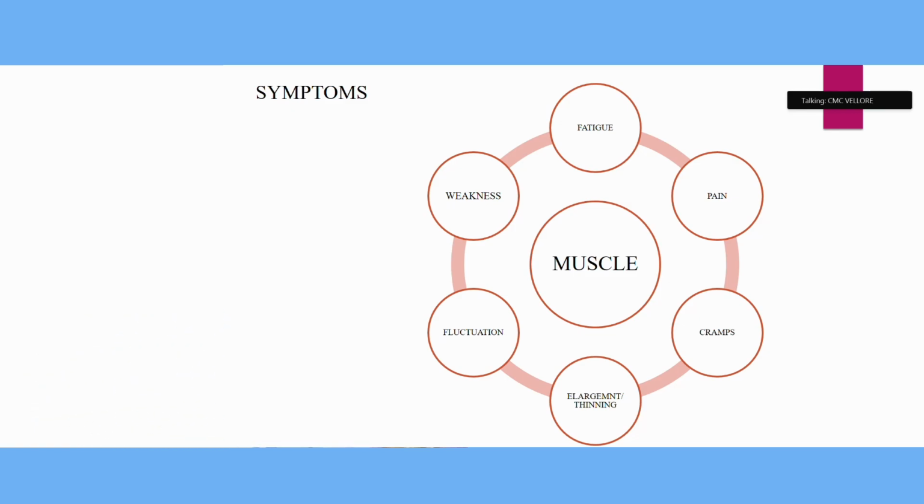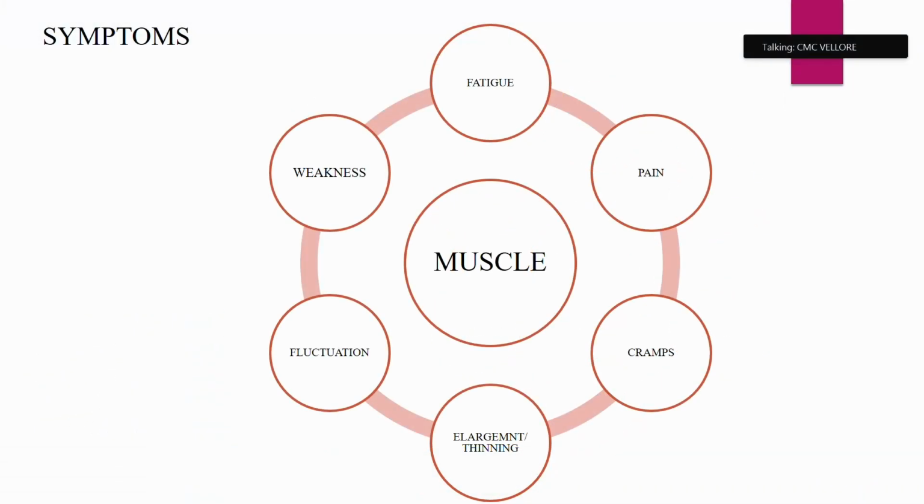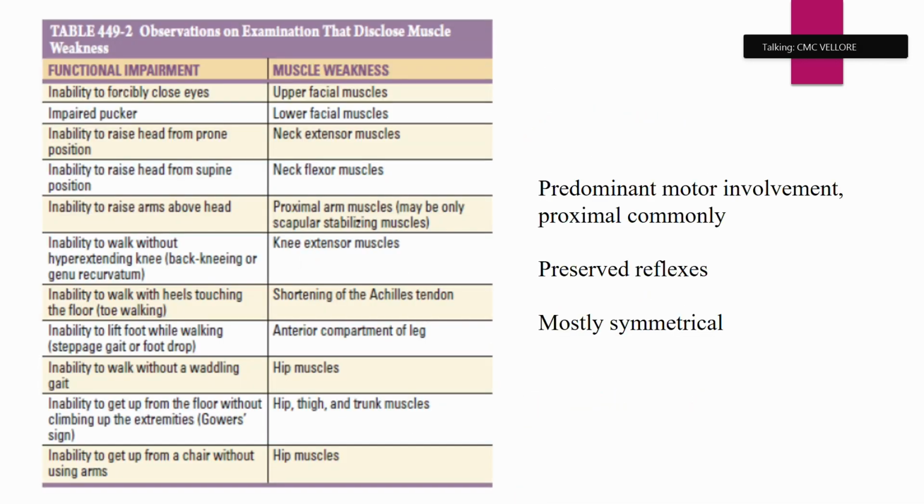So these are the main symptoms to be asked in a muscle disease: weakness, fatigue, pain, cramps, enlargement or thinning, and fluctuation of symptoms. As sir had already mentioned, these are the different groups of muscles and how the patient will present in the history.